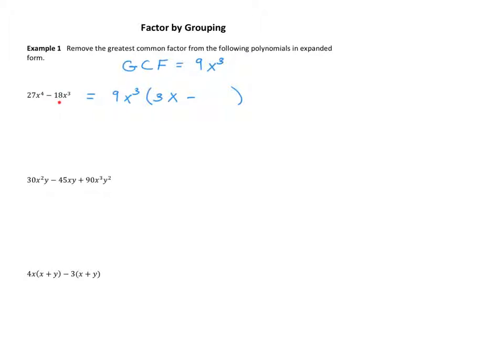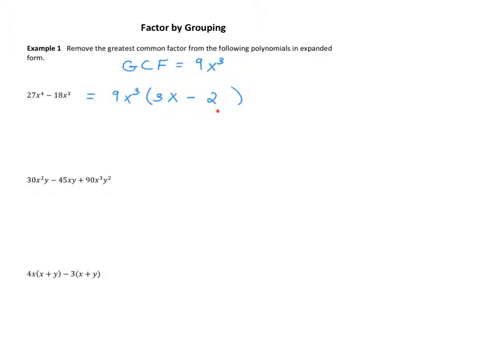Okay, now I have 18x cubed. If I remove 9 from 18, I'm left with 2. And if I take x cubed from x cubed, I would have no x's left over. And this will be my final answer. I removed 9x cubed from both terms, and this is what is left over.